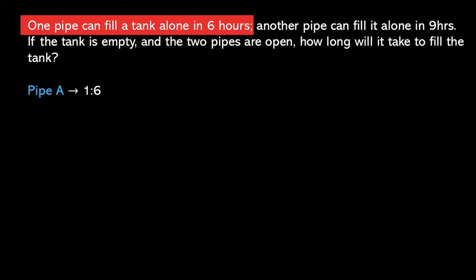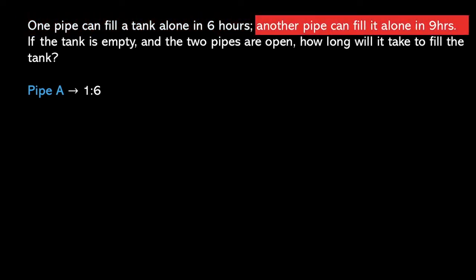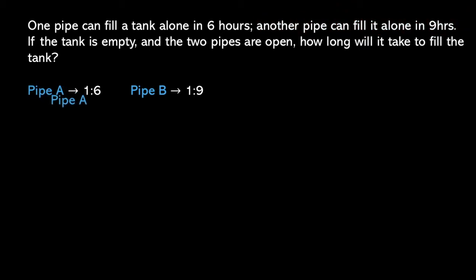Another pipe can fill it alone in 9 hours. Let's call this pipe B. We assign 1:9 to pipe B, that is, one tank is filled in 9 hours. The problem is asking, if pipe A and pipe B work together, they can fill one tank in how many hours? Remember that we can write ratios as fractions. Translating this setup into a mathematical equation, I get 1/6 plus 1/9 equals 1/x.